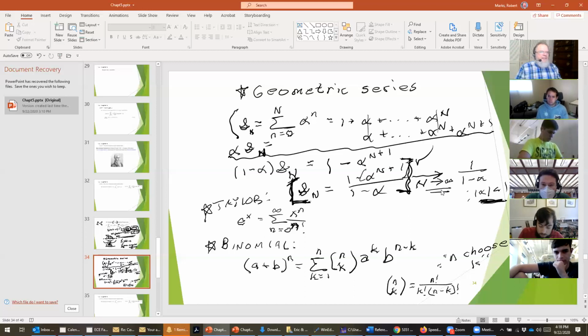It's something that you can write down. But if you have an infinite number of terms in your geometric series, you have to make sure that whatever you're raising to that nth power is strictly less than 1. Otherwise, again, the series diverges.